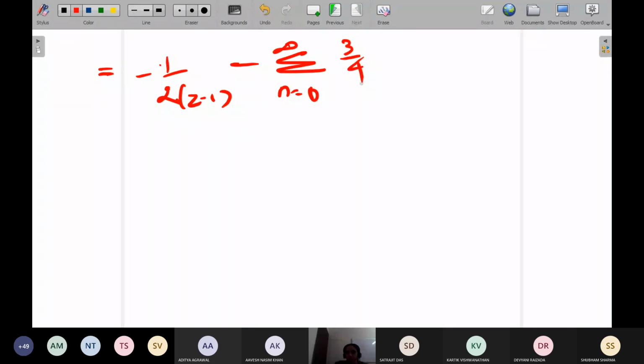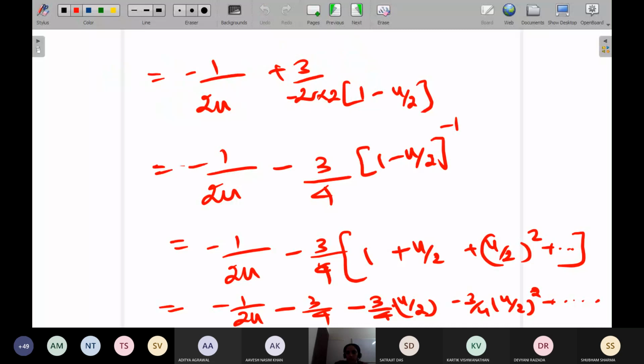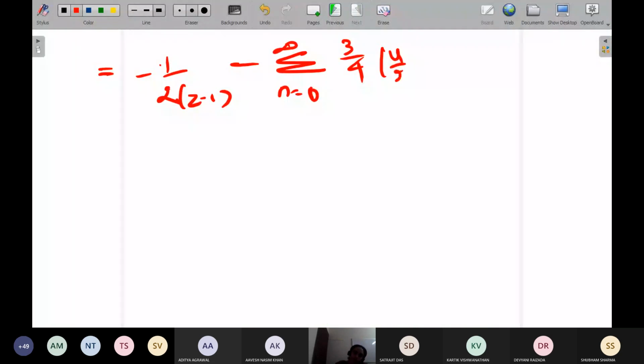Then u by 2 whole power n. So you can replace it back as u as z minus 1 here itself. I'll replace it here itself. So you'll be getting this series. You can write it as such or you can write it as a series also.